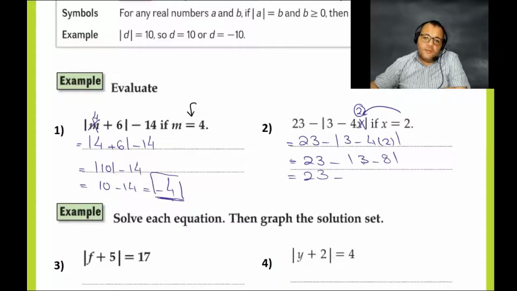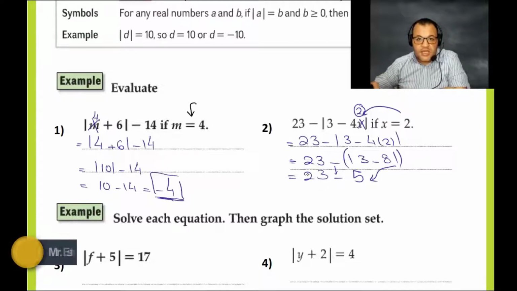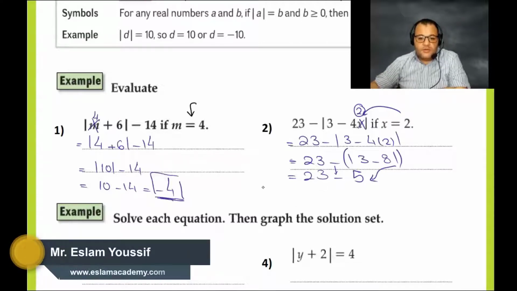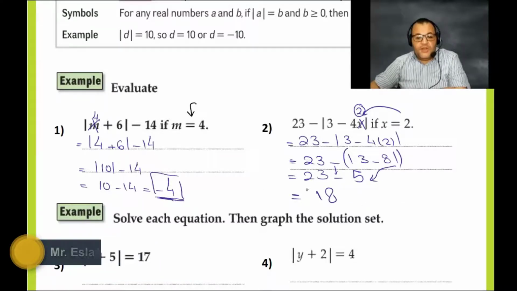3 minus 8 is negative 5. Outside the absolute value, it will be positive 5. Leave the negative, this one is outside the absolute value, so it will not affect anything inside. Only the answer that we find from the absolute value is equal to 5. You understand this point? Is that clear? Did anyone not understand this one? Okay. So 23 minus 5 is equal to 18. Any problem for this one?